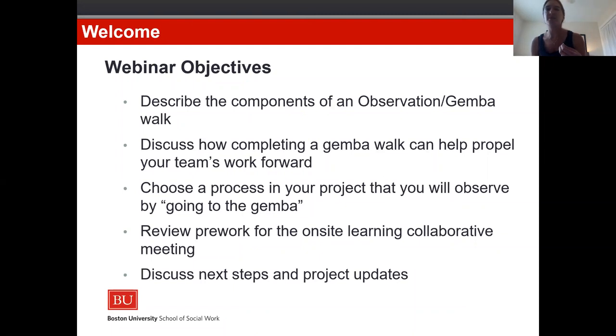And then we're going to have time to discuss as a group what processes your teams may be able to observe, what benefits you hope to gain from doing that observation firsthand, and then also what challenges and concerns you anticipate, so we can talk through those together as a team. And then at the end of the call, we will be wrapping up by providing some next steps about pre-work for the on-site learning collaborative, and also some project updates.